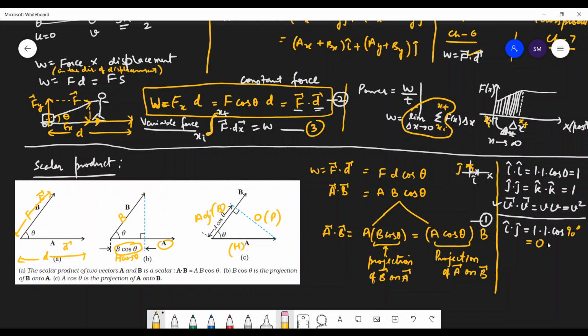This is ax i cap dot bx i cap. So ax bx i cap dot i cap, plus then ax with by, so ax by i cap dot j cap, plus ay bx j cap dot i cap, and the last term is plus ay by j cap dot j cap.